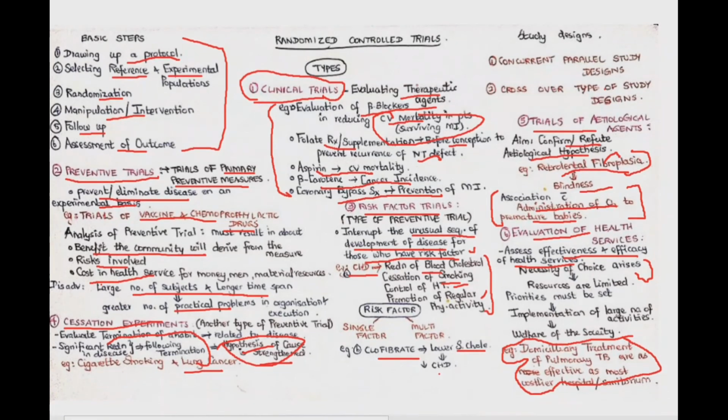So the randomized trial types: first one is clinical trial, second is preventive trial, third is risk factor trial, fourth is cessation experiments, fifth is trials of etiological agents, and sixth is evaluation of health services. Now study designs. The study designs of randomized controlled trials can be concurrent or crossover.